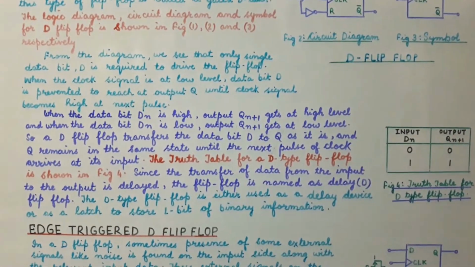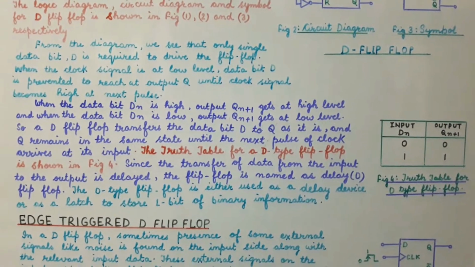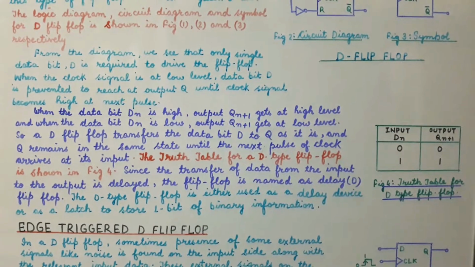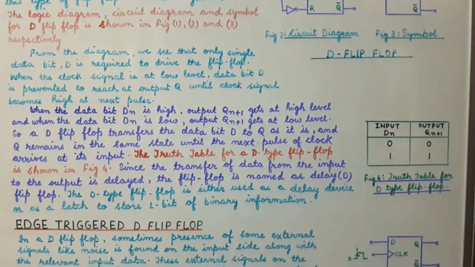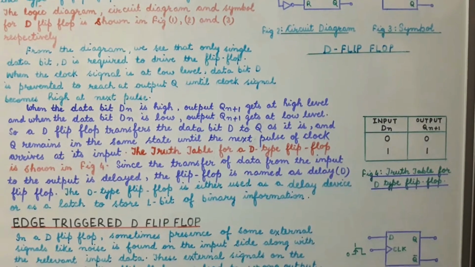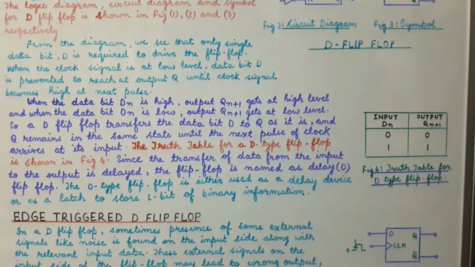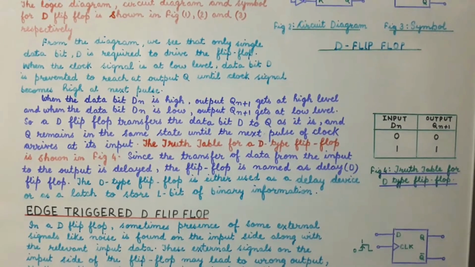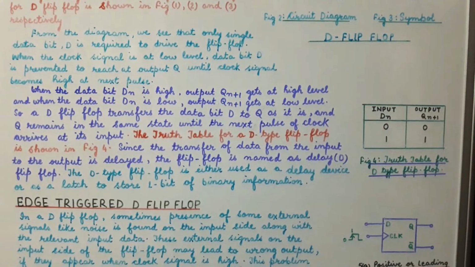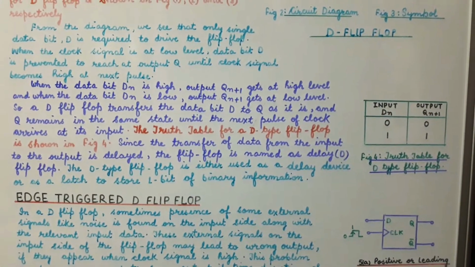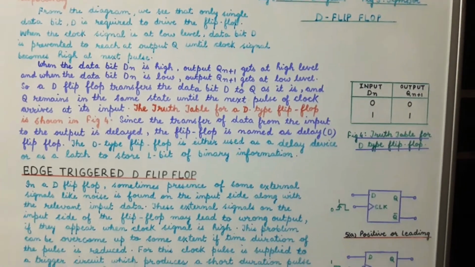Since the transfer of the data from the input to the output is delayed, this flip-flop is also named as the delay or the D type of flip-flop. And this D type of flip-flop is either used as a digital device or as a latch to store 1 bit of binary information. That is, it can store either 0 or it can store 1. Now we will discuss the edge triggered D flip-flop.